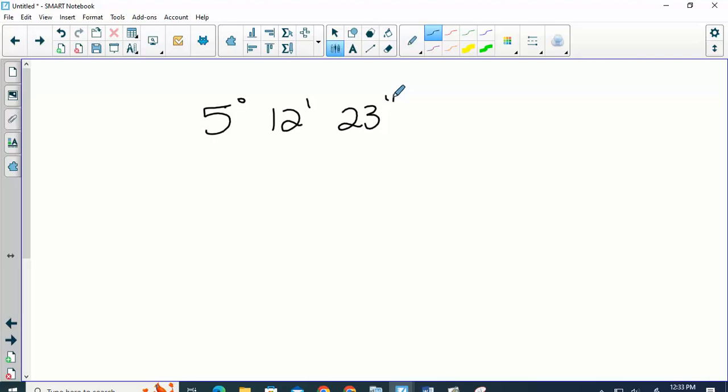Okay, so I wrote out steps on your notes, and it says if I want to change this to a decimal, the degree part doesn't change, so it's still going to be 5 degrees. But then I have to convert these. So 12 minutes, how many minutes are in a degree? 60. So we would have to convert that into a decimal, do 12 divided by 60.